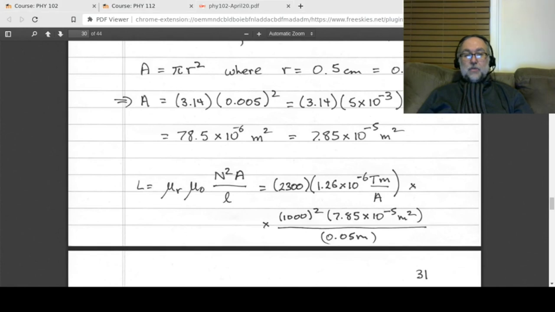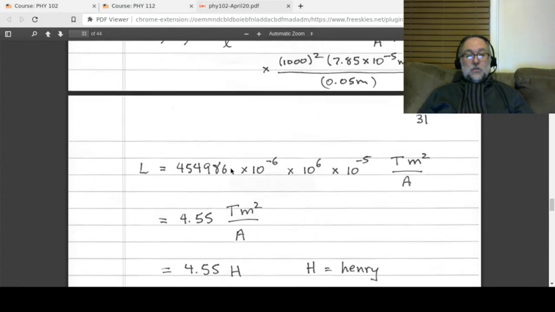And now we're ready to plug all our numbers into the equation for the inductance of a solenoid. It's going to equal mu r times mu naught, N squared A over L. It's not just mu naught, because of the presence of the ferromagnetic material, it's mu r times mu naught. There's the mu r, the relative permeability, that 2300 for nickel zinc ferrite. There's mu naught, 1.26 times 10 to the minus 6 tesla meters per amp, times N squared, 1,000 squared, multiplied by the cross-sectional area we just calculated, 7.85 times 10 to the minus 5 meters squared, divided by the length, 5 centimeters, or 0.05 meters.